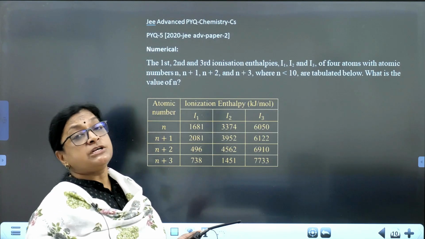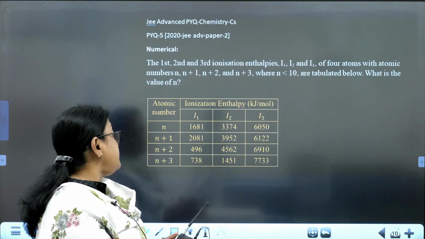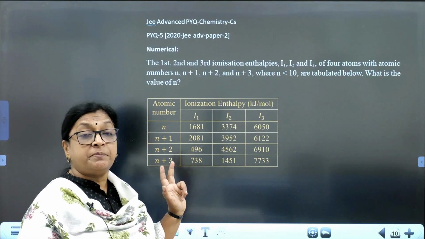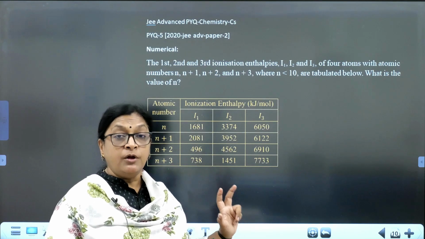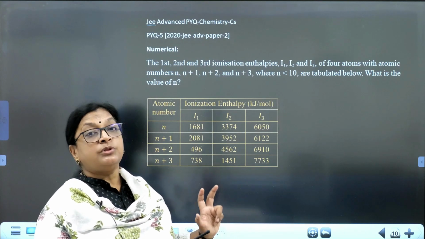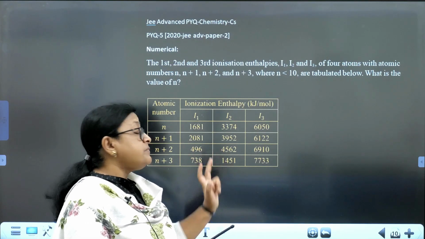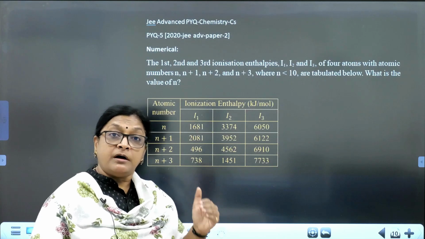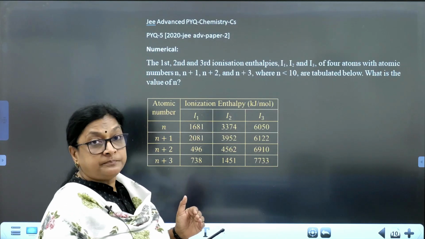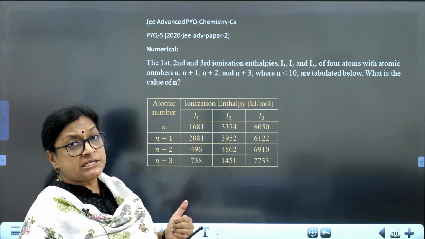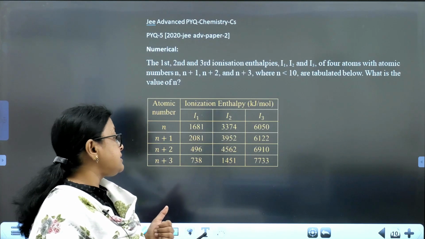Meaning one electron in the valence shell. The possibility is that the element with atomic number n plus 2 should be an alkali metal, a group 1 metal with the configuration ns1, so that the second electron must be removed from the n minus 1th shell. That is why there is such a big difference between the first ionization enthalpy and second ionization enthalpy.